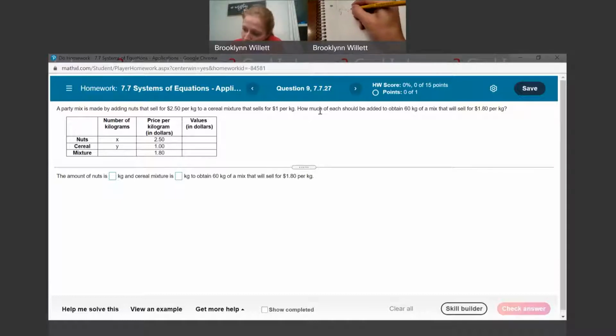So kilograms of nuts. Make sure you put units in your variables because that will help you remember what you're talking about. Otherwise, it's easy to confuse, like, oh, did I find the price per kilogram or did I find kilograms? So make sure you put a unit in there so you know exactly what you found. Don't just write nuts because then you don't know what about the nuts. Is it the price or is it the weight? So that's why units are important. And Y can be kilograms of cereal.